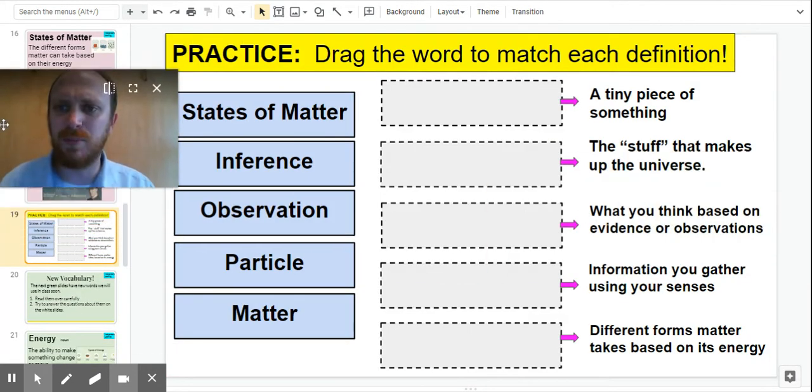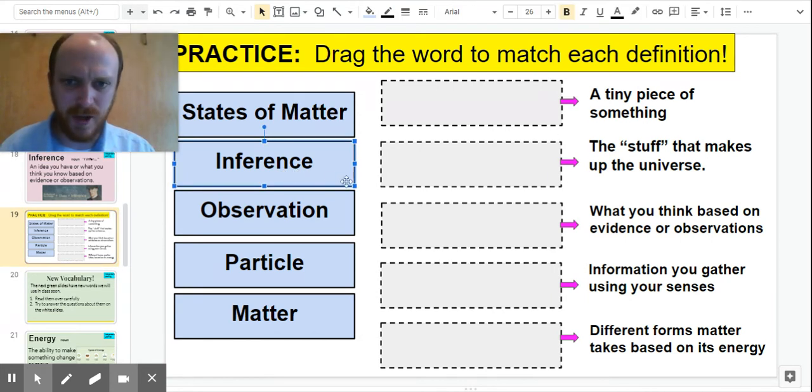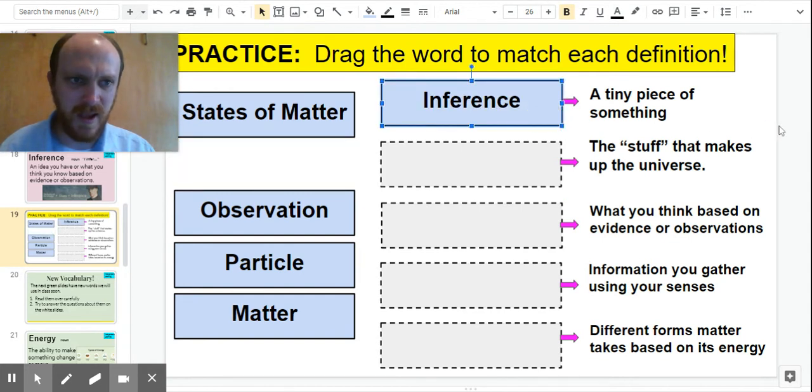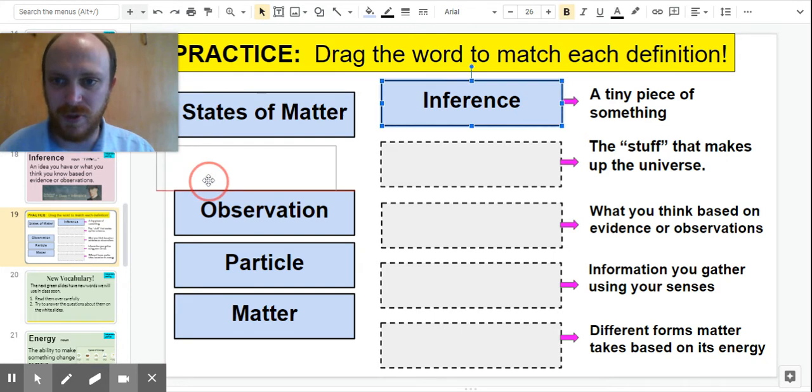Here is what you need to do to practice. You're going to take the word and you're going to match it. You're going to put it in the box. Here, maybe this one goes here. And is a tiny piece of something an inference? No, that's not right. Okay, so don't put it there. Bring it back.